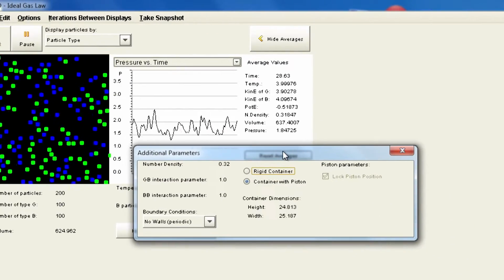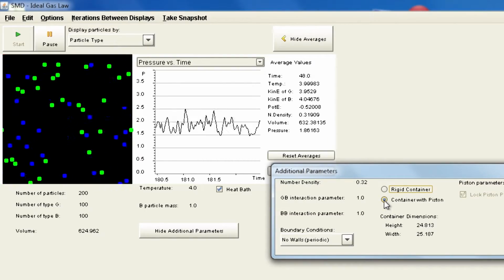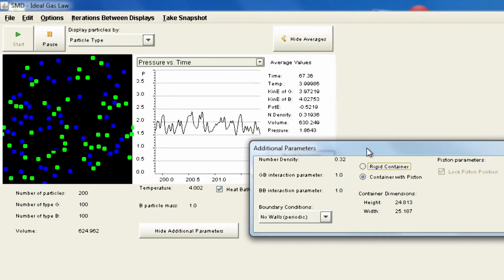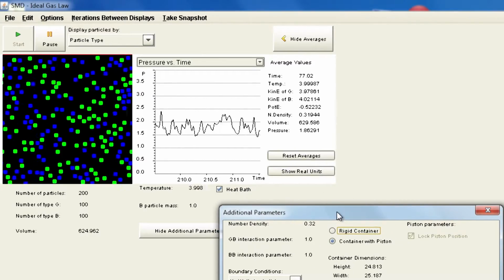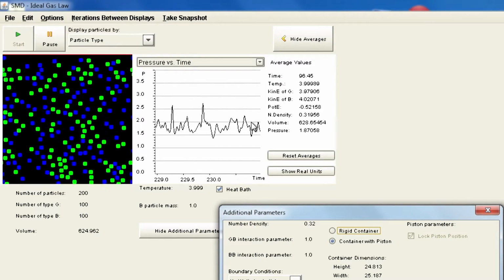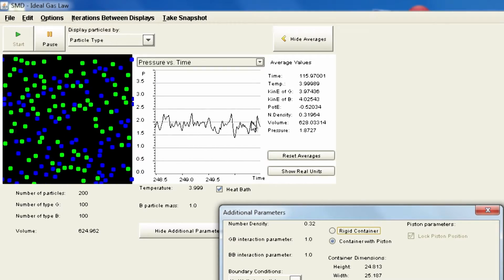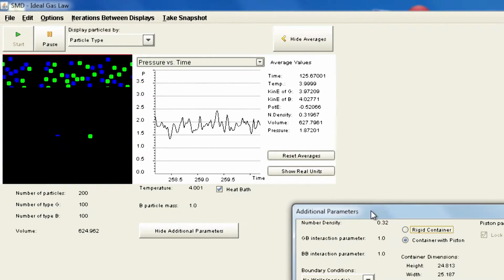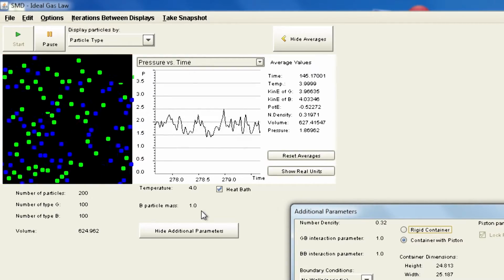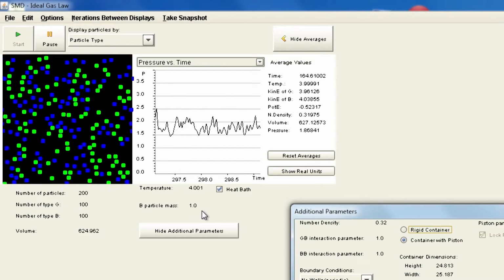So, in the parameters, it is rigid container, this is isochoric system. And if you look at, I have put a piston on top, and this is the constant pressure situation. So, let us look at this pressure. As you can see, it is constant around 2.0, fluctuating, but it is constant around the average value of 2.0. And then we want to give it a shot for a little while to reach rather equilibrium situation. But as you can see, it is low density, so it is all gaseous phase.